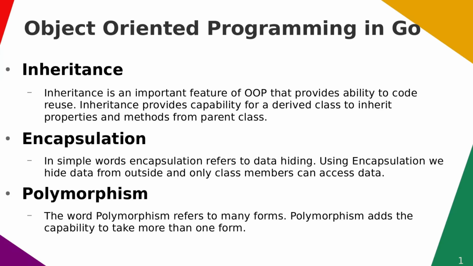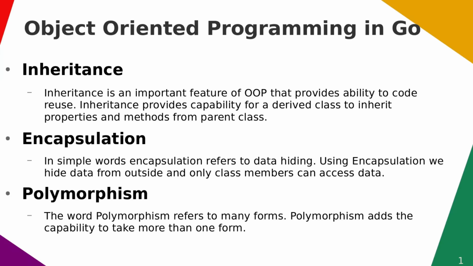Likewise, encapsulation, in simple terms, means data hiding. Using encapsulation, we hide data from the outside world, and only the class members can access that sensitive data, right? And next we have polymorphism. The word polymorphism, very simply, refers to having many forms, and polymorphism adds the capability to take more than one form. If you're coming from a Java or C++ background, you might have gone through all these things, like how we can apply them.